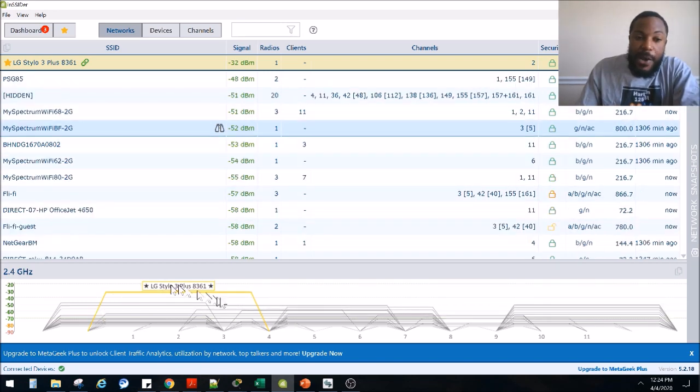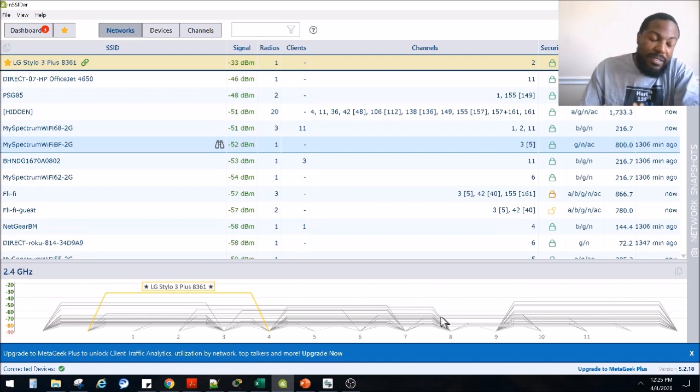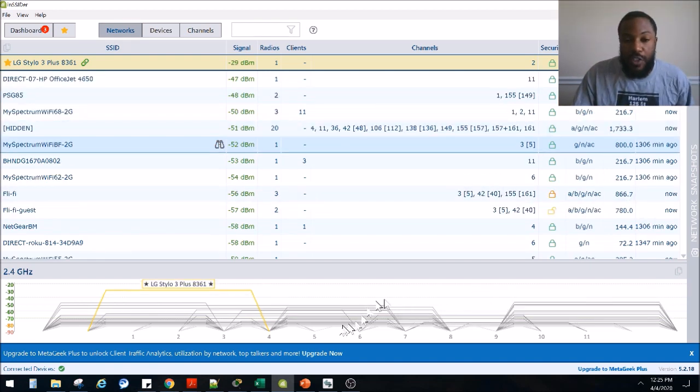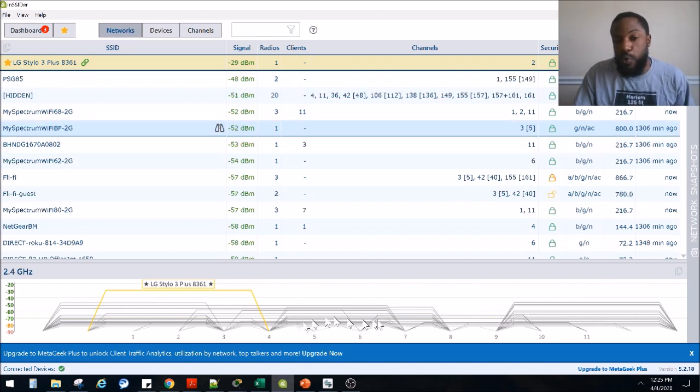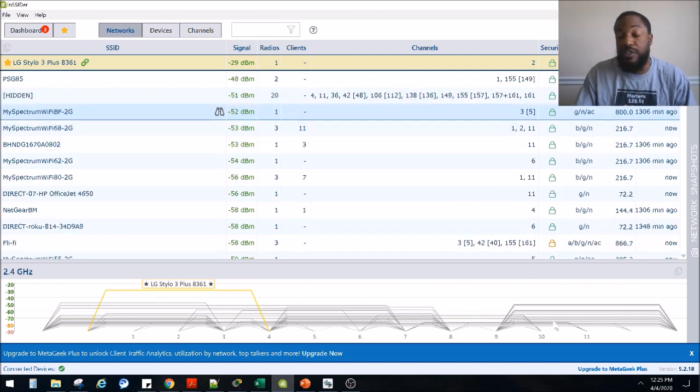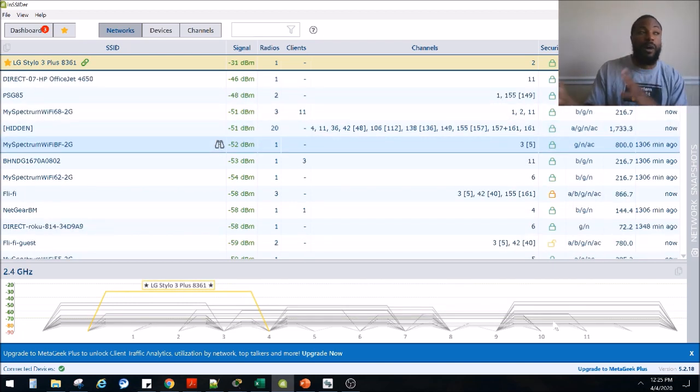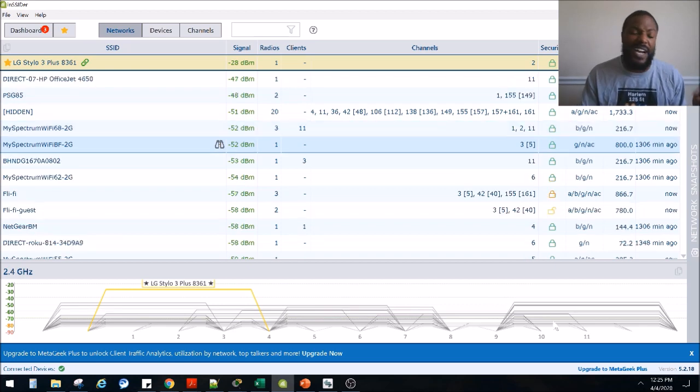Again, these are the non-overlapping channels right here. That's basically the main point you want to remember, channel 1, 6, and 11. And there's also other channels that do not overlap each other in the 2.4 gigahertz range. Another thing you want to remember is that the 5 gigahertz range has non-overlapping channels. Remember, there's a whole bunch of them. I believe it's like 23 or 25 non-overlapping channels in the 5 gigahertz range.